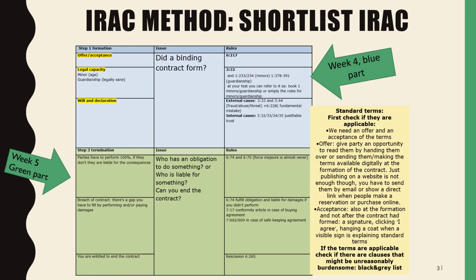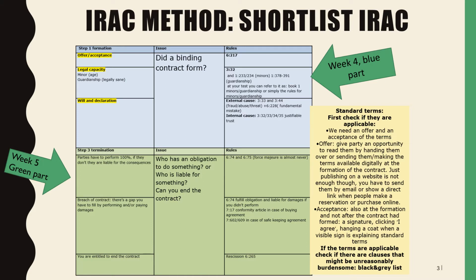As you can see, I made a blue part and a green part. That is actually random. It doesn't have any meaning, the color. I just wanted to show you the difference between step 1, the formation, where the issue is, did a binding contract form, and step 3, the termination, where we check who has an obligation to do something and who is liable for the damages if somebody didn't perform. So it's 2 different situations and 2 different issues. They each have their own rules.